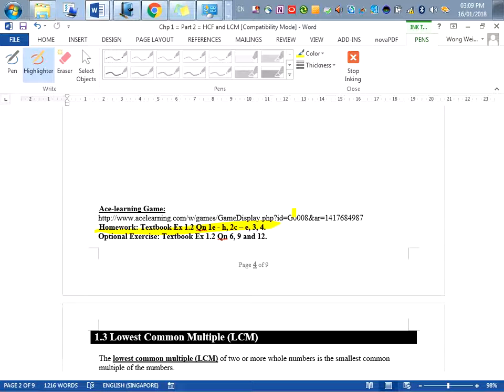Now, if you look at this part, optional exercise. What does that mean? Extra. Optional means not compulsory. If you do, good for you, I will mark. If you don't, then I assume that you are confident and you already know how to do all the types of questions. You don't need to practice anymore. Okay?